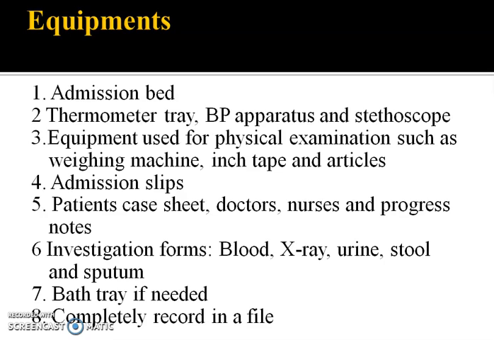Then bath tray if needed. Bath tray in the sense, if the patient is unable to take a bath by self, we need to provide a bed bath. The nurse will be providing the bath to the patient. For that we need to set the articles. If they need a bath tray, other articles are needed. So all these articles you will learn when you learn the procedures one by one.